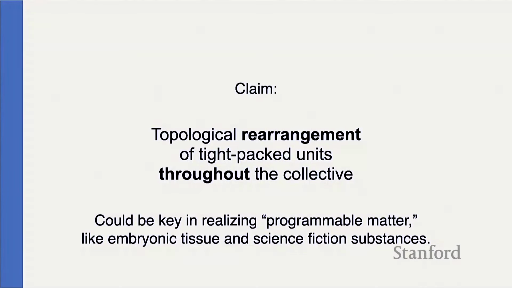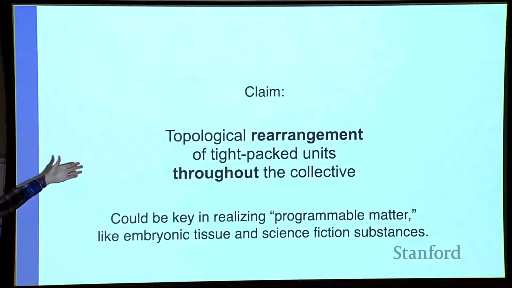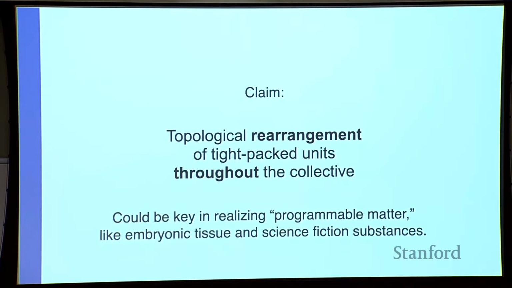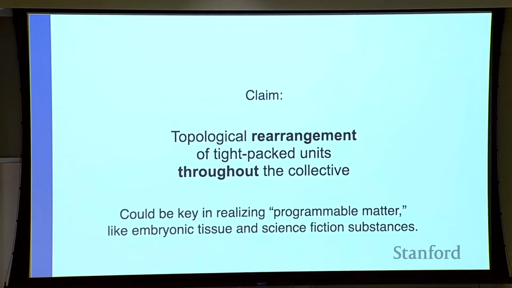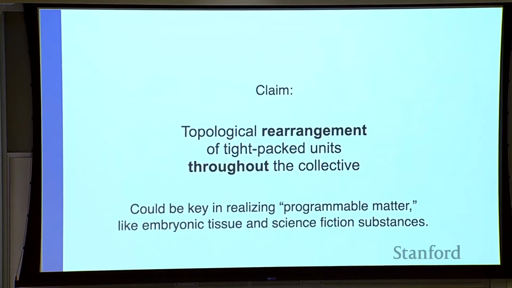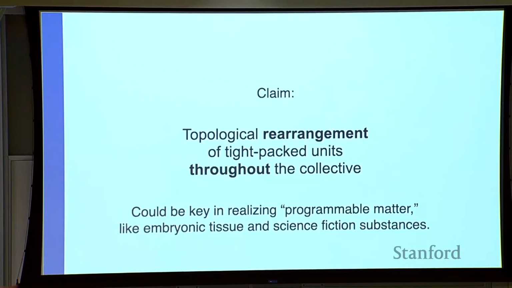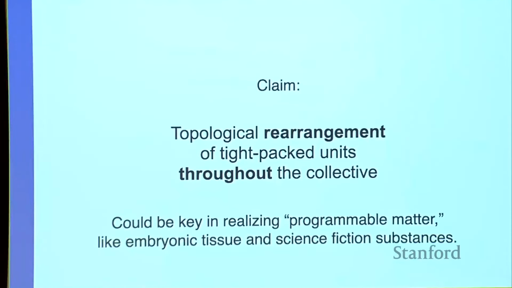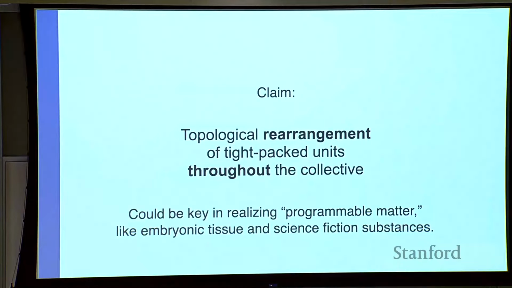So this is what we're looking at to talk about today. What I'm claiming is that a key step to realize these programmable matter things that we see in tissue or science fiction is to do what people have done with rearrangements, but do them in a tight packed situation where we're getting motion throughout the material. And it turns out no one's done it because it's hard. It's much easier to drive around the outside than it is to rearrange things that are tightly packed together.